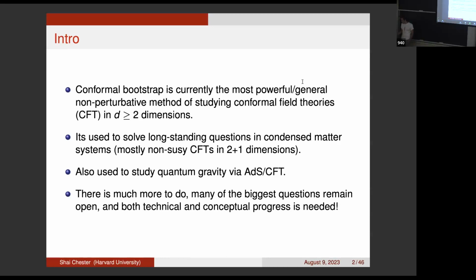I would say many of the biggest questions remain open, and both technical and conceptual progress is needed. That's why the purpose of these classes is not to give you an overview of a subject which has been done. It's a subject which is expanding, I would even say at an early stage, and there's a lot more to do. So hopefully people will use the tools they learn in the class to accomplish some of these goals.